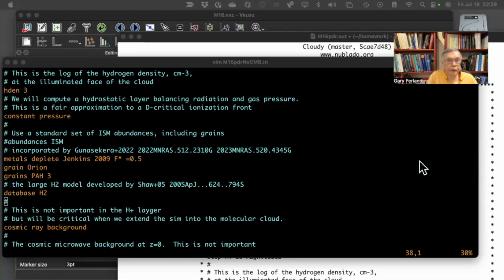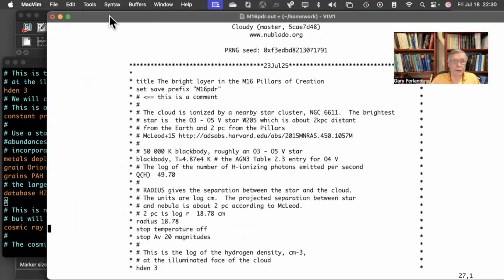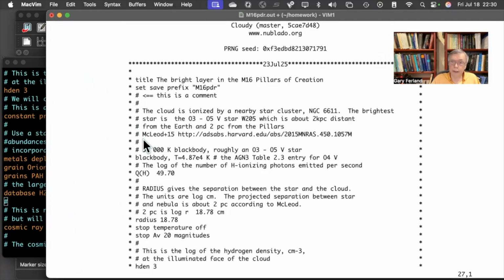Okay, let's take a few moments to think about this model we've extended into the PDR. Before we go there, I want to thank two people who are here in the 2025 workshop who created two of the commands we're using. The option to use the Jenkins 2009 F-star formalism was done by Shamini Gunasekara in two of her thesis papers given here. And the large molecular hydrogen molecule was developed by Gargi Shah in her thesis in 2005. So thank you for providing such a useful set of physical insights.